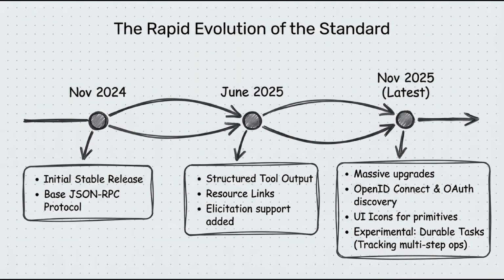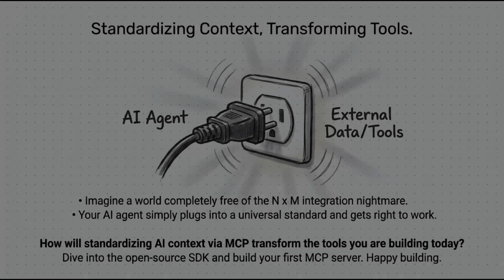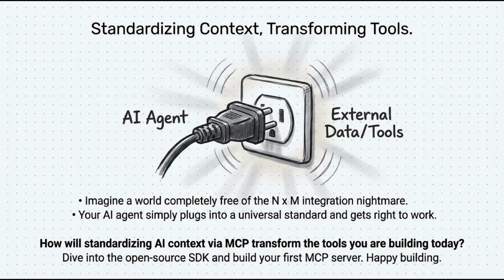Wow, okay, we've covered a ton of ground today in this explainer, from the basic architecture of hosts, clients, and servers, all the way down to the specific JSON-RPC primitives that make context sharing so seamless. Just imagine a world completely free of that N by M integration nightmare, where your AI agent just plugs into a universal standard and gets right to work. So I'll leave you with this question to chew on. How will standardizing AI context via MCP transform the tools you are building today?